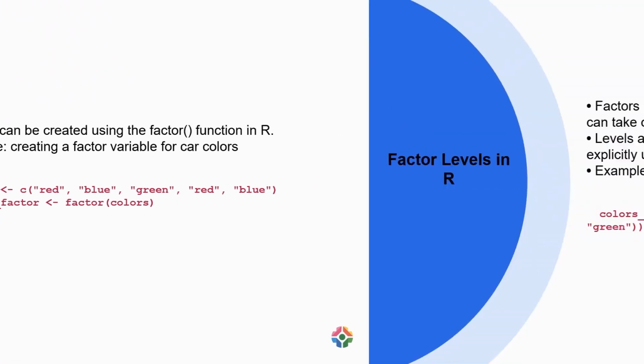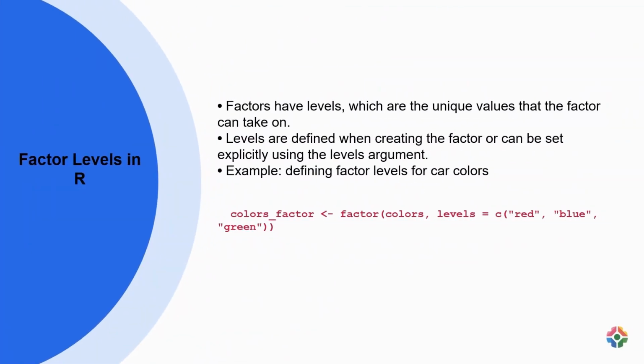vector. When working with factors in R, it's important to understand that factors have levels, which are the distinct values that the factor can have. These levels can be set when creating a factor or explicitly defined using the levels argument. For example, when categorizing car colors into a factor variable, you can define the factor levels as red, blue, and green using the levels argument. This helps ensure that the factor variable accurately represents the specific categories of the data being analyzed.